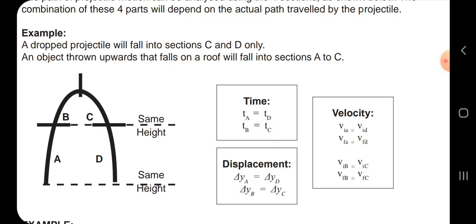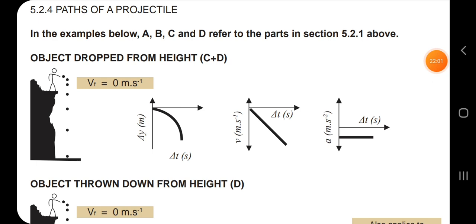So whenever you're throwing something up, it will go as if it's going backwards. It will go backwards from where you are throwing, so it does not go on a straight line. AC is backward. You can try to throw something up now, and you will see it will not go straight, it will go a little bit behind you. So that's what is meant here. Let's look at this quickly before we look at calculations. Parts of a projectile. In the example below, A, B, C and D refer to the graphs in section 5.2.1 above.